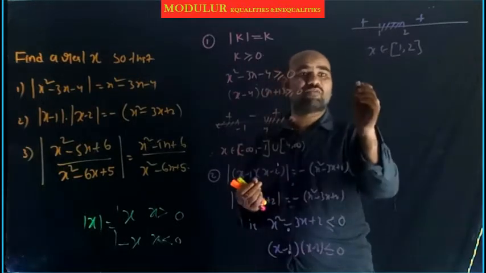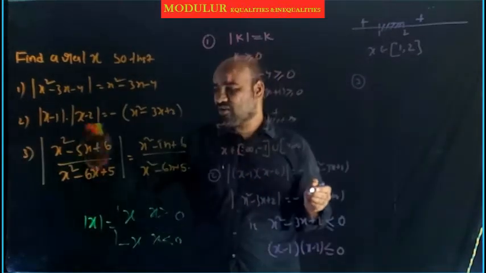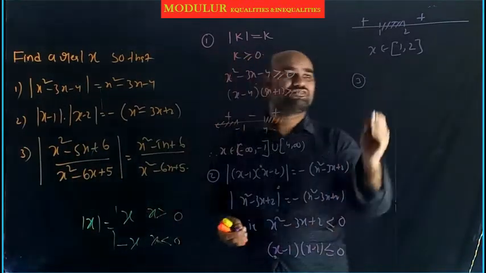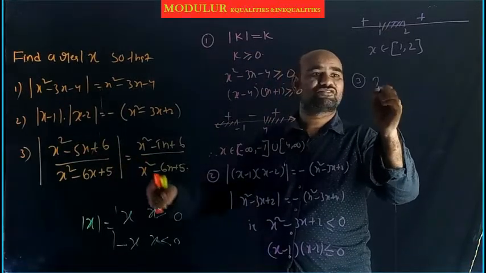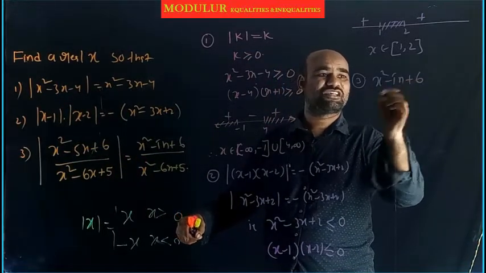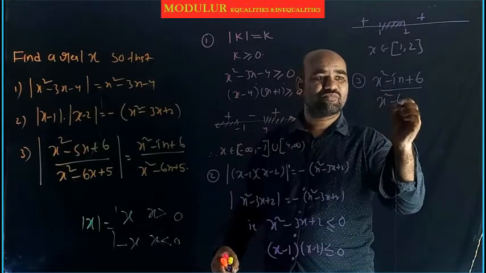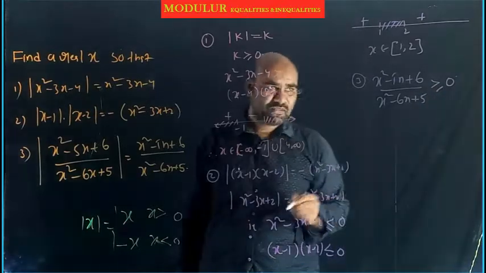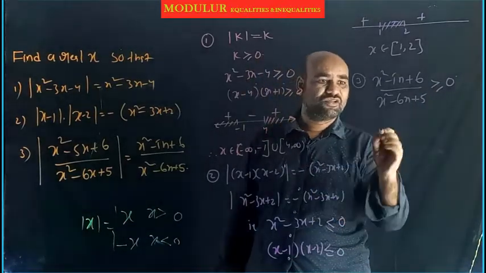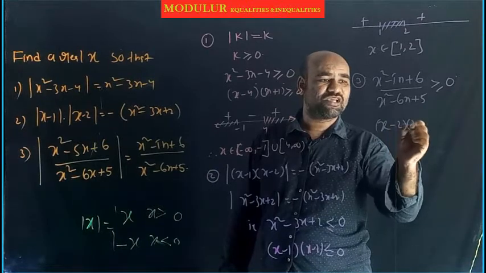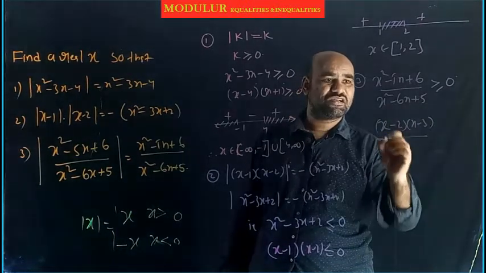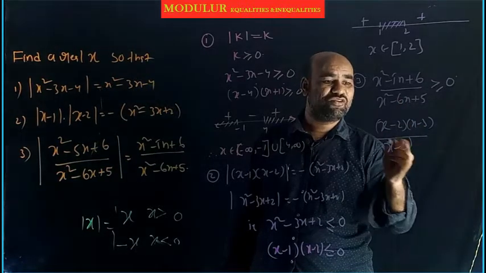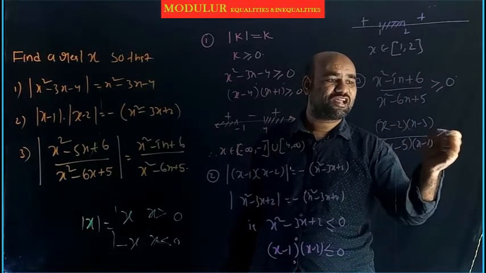Third problem, same. Mod k equal to k means k is greater than or equal to 0. What is the meaning of that? X square minus 5x plus 6 by x square minus 6x plus 5 greater than or equal to 0. Simple quadratics. Numerator is x minus 2 into x minus 3. Denominator is x minus 5 into x minus 1. Observe here, greater than or equal to 0.